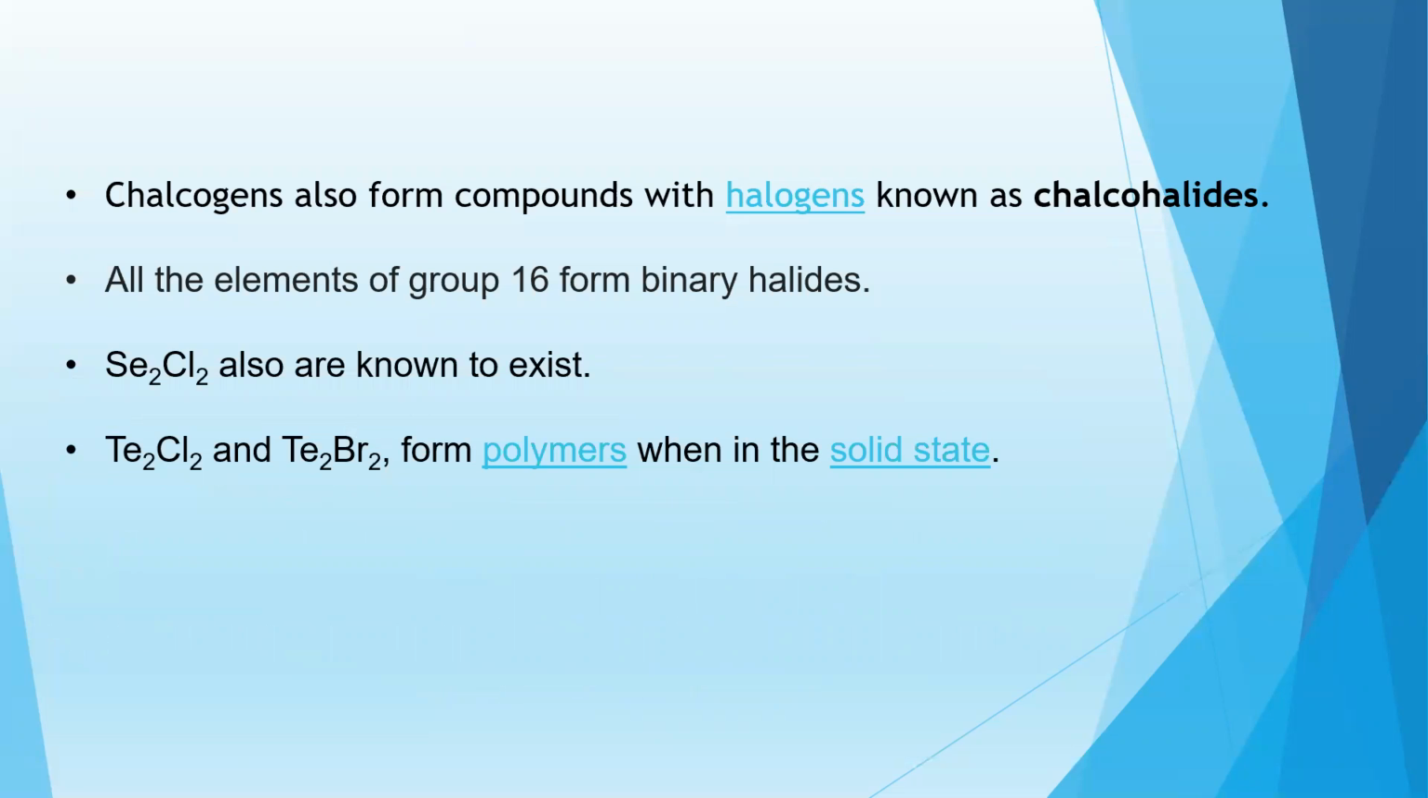Chalcogens also form compounds with halogens known as chalcohalides. All the elements of group 16 form binary halides. For example, selenium chlorides are also known to exist. Te2Cl2 and Te2Br2 form polymers when in the solid state.